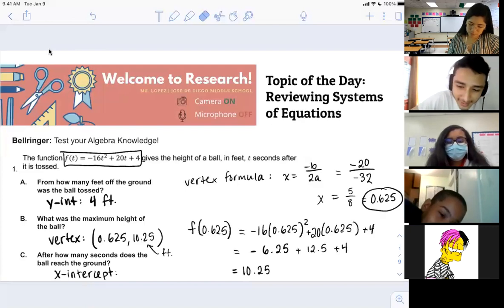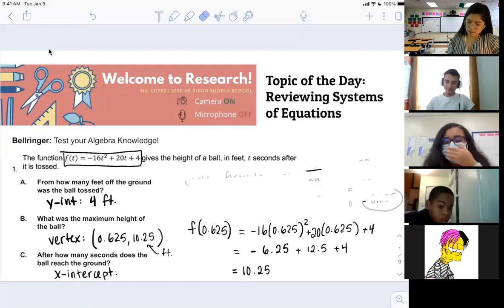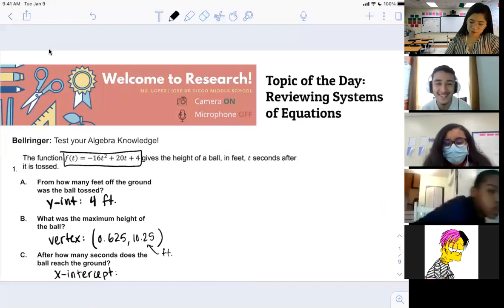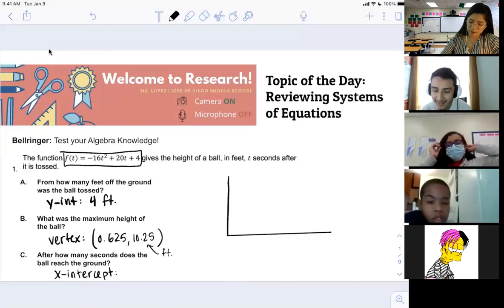I don't know. Wouldn't it be like 0.625 multiplied by 2? Miss, I have a question. Can't we factor it? Or is that what he's saying? So Daniel's saying something interesting. Daniel, let me tell you why it could almost be that, but it's not that.